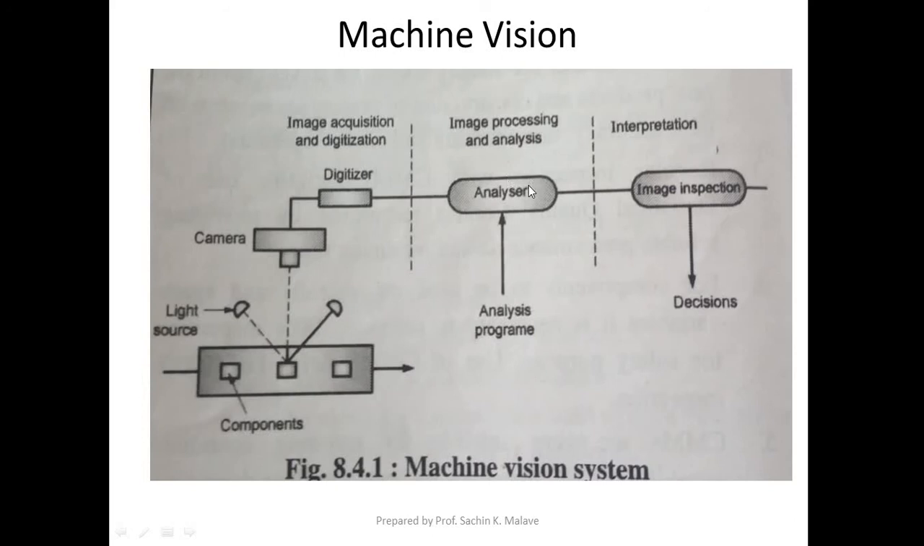The third one is called interpretation. Whatever you have got and processed, you have to interpret it. You have to try to get the meaning of the things that you have got. So these 3 units are basically there in the machine vision system.